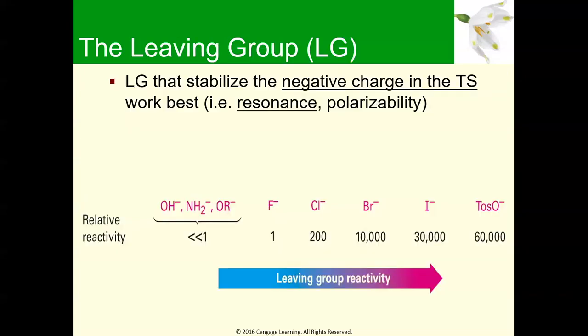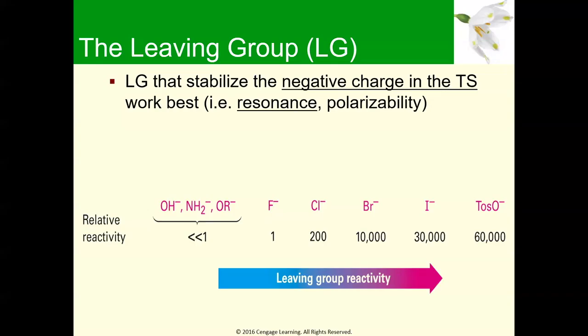Okay. All right, so now let's talk about the leaving group. This is another factor that will affect the rate of an SN2 reaction. So any leaving group that will stabilize the negative charge in the transition state, that's what the capital T, capital S stands for, the transition state.